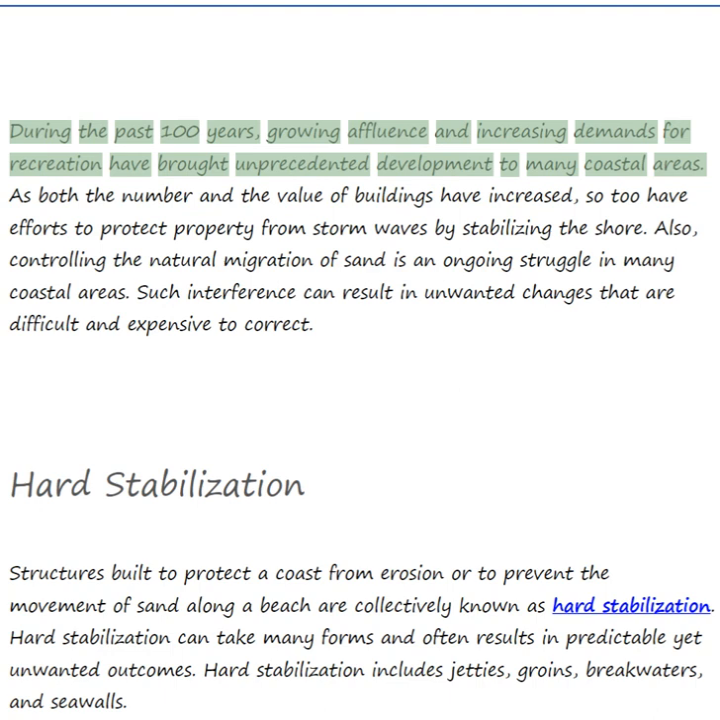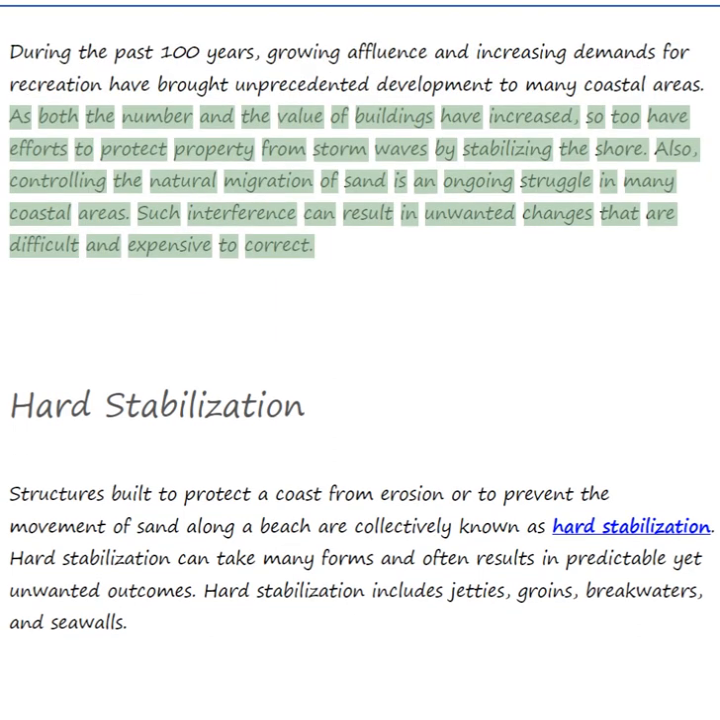During the past 100 years, growing affluence and increasing demands for recreation have brought unprecedented development to many coastal areas. As both the number and the value of buildings have increased, so too have efforts to protect property from storm waves by stabilizing the shore. Also, controlling the natural migration of sand is an ongoing struggle in many coastal areas. Such interference can result in unwanted changes that are difficult and expensive to correct.